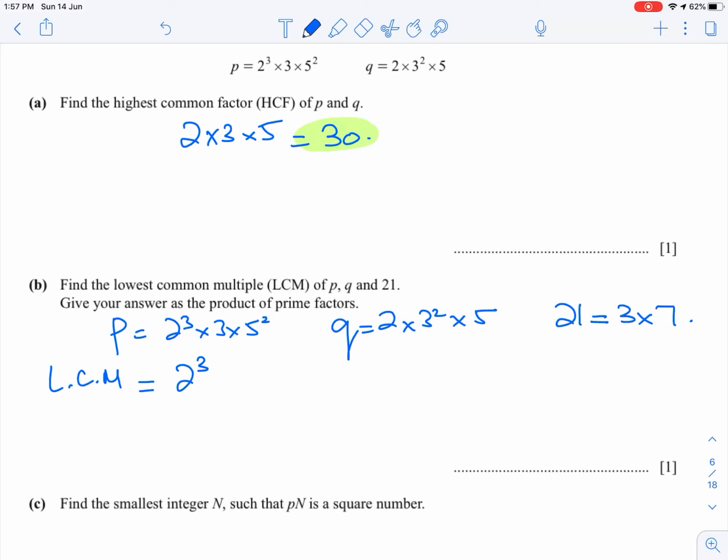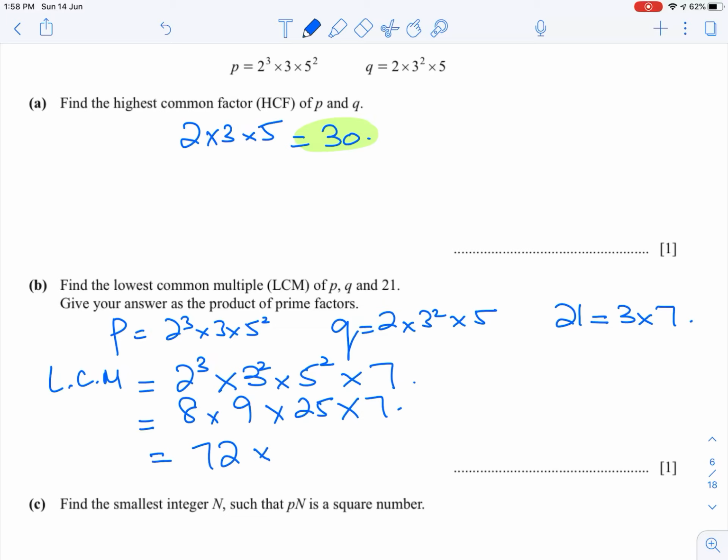So we will take 2 to the power 3. We will take 3 to the power 2, and then we will take 5 to the power 2 and we'll take 7. We are supposed to take 3 to the power 2, since the maximum power of 3 is 2 here, and the maximum power of 5 is 2, and 7 is not here, but it's here, and the maximum power is 1. So you're going to simply multiply these numbers, 8 into 9 into 25 into 7, 72 times 175. Calculate and you'll get the answer.